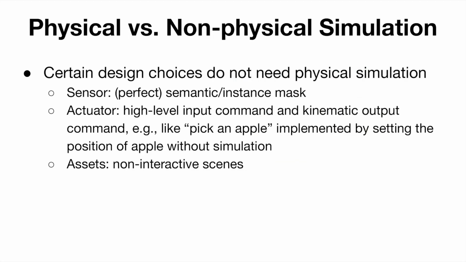Before case studies, we would like to discuss physical versus non-physical simulation. Certain design choices do not need physical simulation. For example, a high-level command, pick an apple, is usually implemented by setting the position of the apple at the gripper without physical simulation. Non-physical simulation usually makes the implementation easier and faster, but at the cost of fidelity.